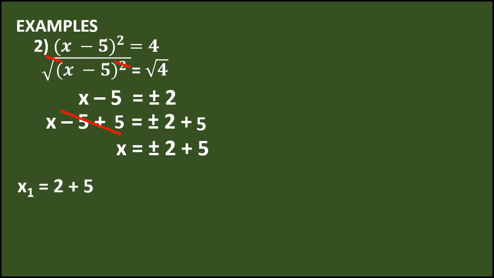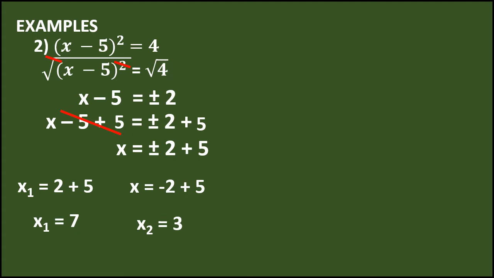Again, we have two answers here, the positive 2 or the negative 2. So let us have first the positive 2. x1 is equal to 2 plus 5, and the answer is 7. Our x1 is 7. Let us try the other number. x2 is equal to negative 2 plus 5, which is equal to 3. So our x2 is equal to 3. So we have two answers.